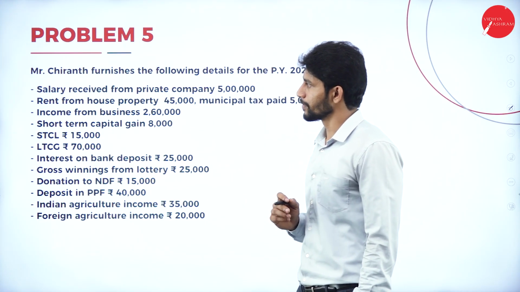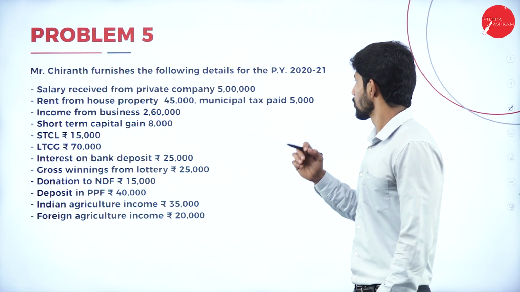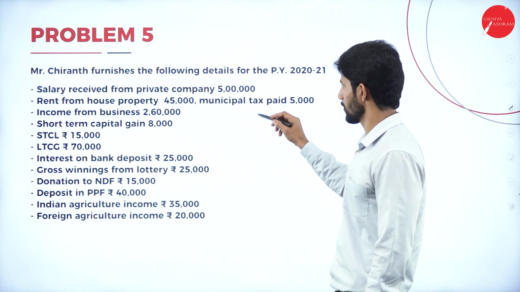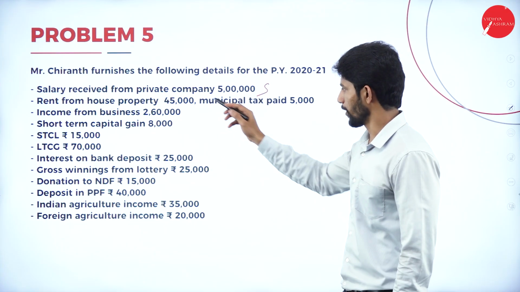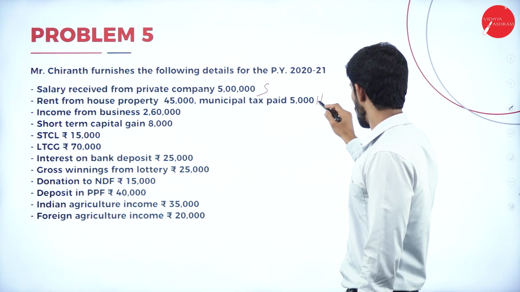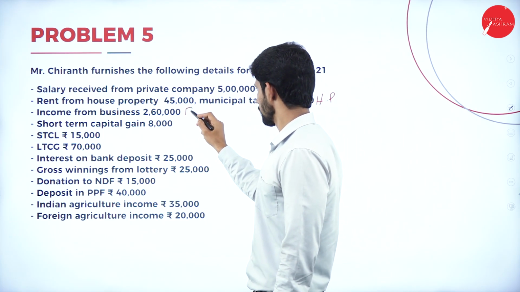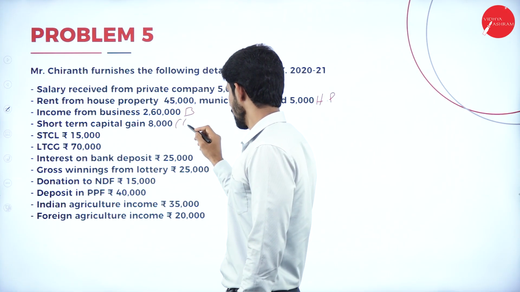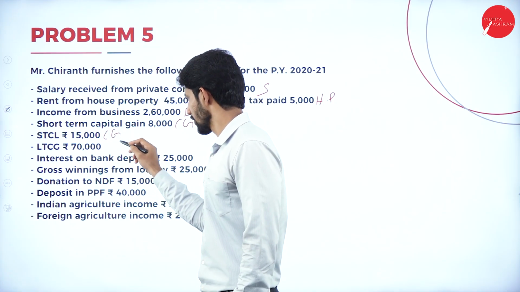Problem number 5. Mr. Chirand furnishes the following details for the previous year 2020-21. Salary received by private company rupees 5 lakhs relating to salary. Rent from house property 45,000. Municipal tax paid rupees 5,000 relating to house property. Next, income from business relating to business income. Short-term capital gain relating to capital gain. Short-term capital loss relating to capital gain.